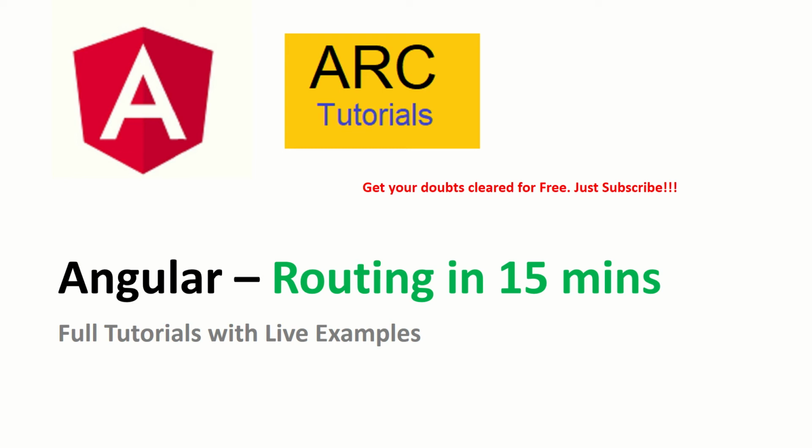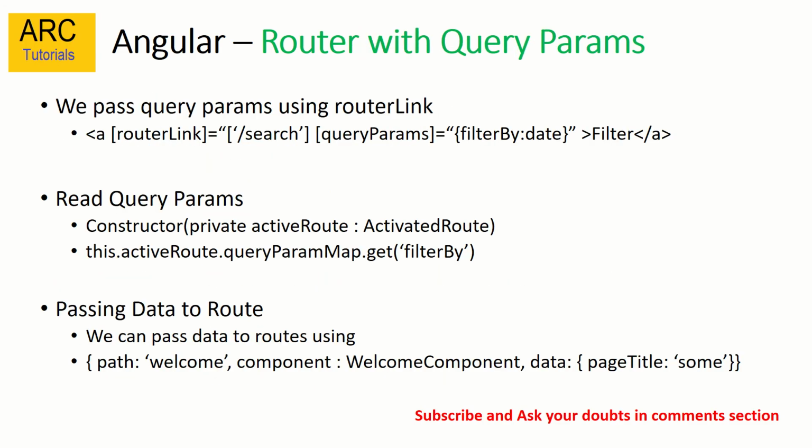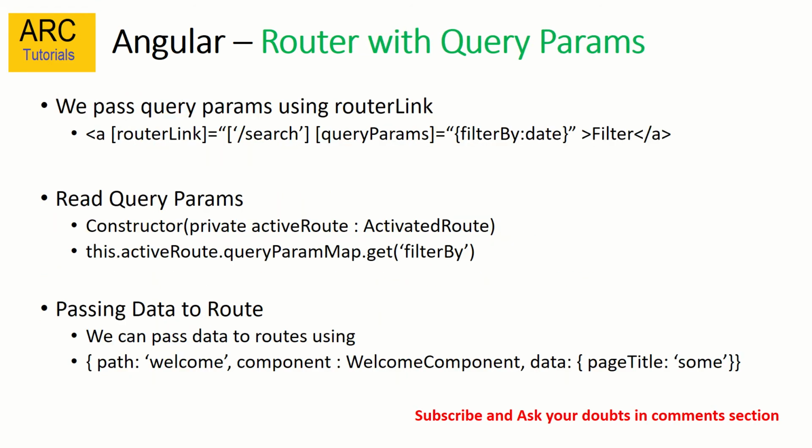We are still on our Angular routing tutorial, and this is the third and final part of Angular routing. In the previous tutorials, we have learned how to set up basic routes. We have seen how to pass parameters to our route. We also implemented our components where we can do our routing. In this episode, we will learn about router with query params as well as child routes. We'll set up these two in this particular tutorial.